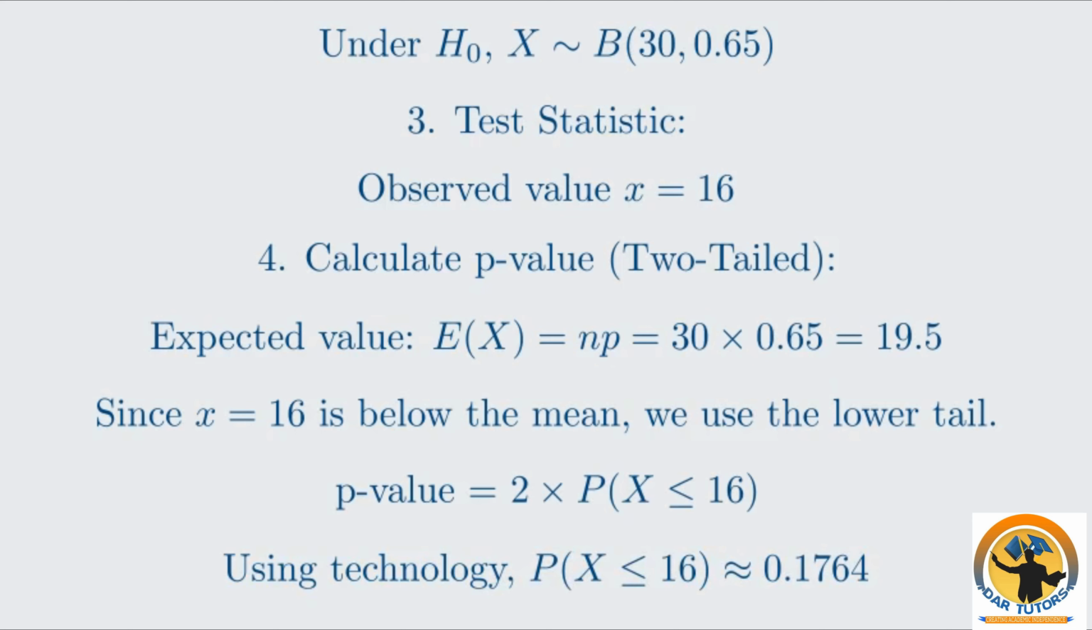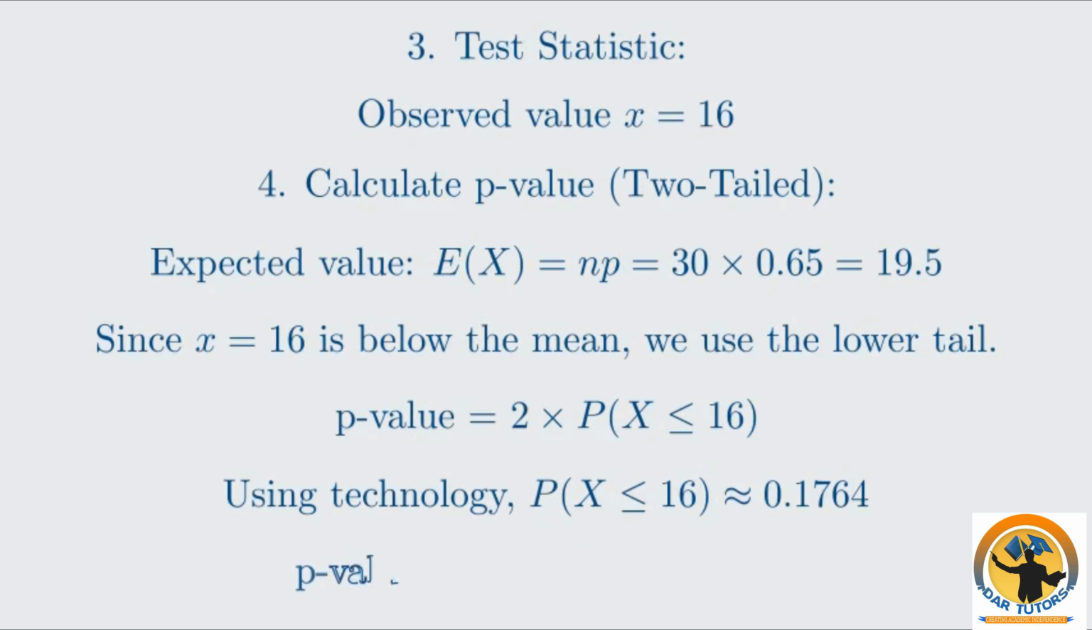Since 16 is below the mean, we calculate the p-value using the lower tail. So we find P(X ≤ 16). Using a calculator, this is approximately 0.1364. Now we double this to get the two-tailed p-value, which is approximately 0.3528.